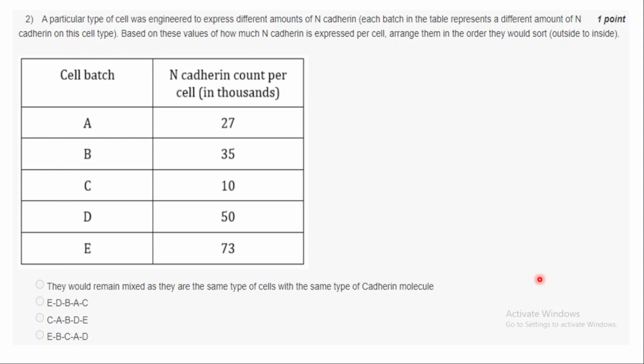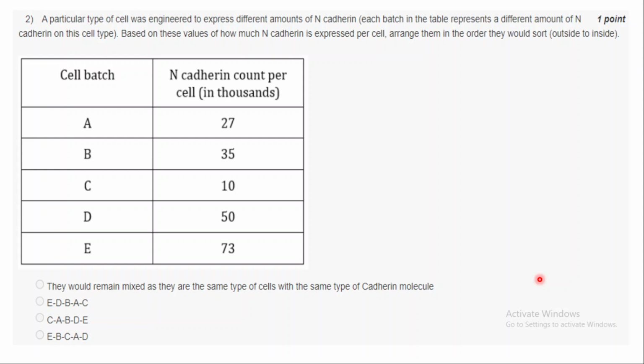So moving on to the second question, it's already on your screens. If you can read the second question, a particular type of cell was engineered to express different amounts of N-cadherin. So in a cell, we have different amounts of N-cadherin. Each batch in the table represents a different amount of N-cadherin on this cell type. Here we have 5 different cell types, A, B, C, D and E, and correspondingly the quantity of N-cadherin in each kind of cell type.